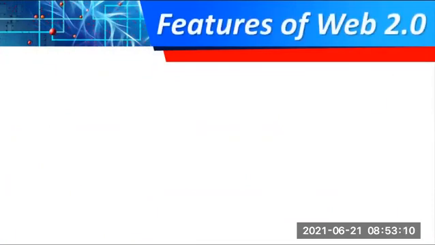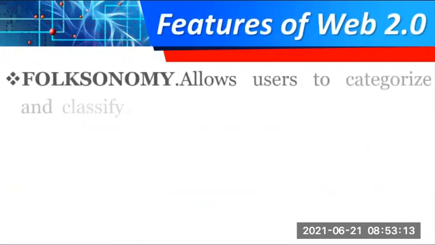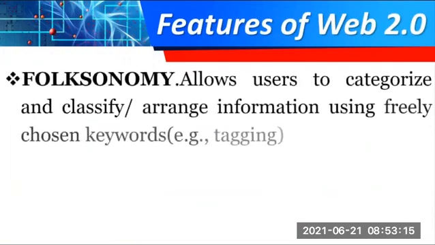So some of the features of Web 2.0. So the first one, Folksonomy. So the Folksonomy allows users to categorize and classify or arrange information using freely chosen keywords. Or for example, we have the tagging. So example po ng websites natin where this feature is shown, yung popular social networking sites such as Twitter, Instagram, Facebook. So yun yung mga website na gumagamit tayo ng mga kumbaga tags starting with the pound sign or yung hashtag kumbaga.